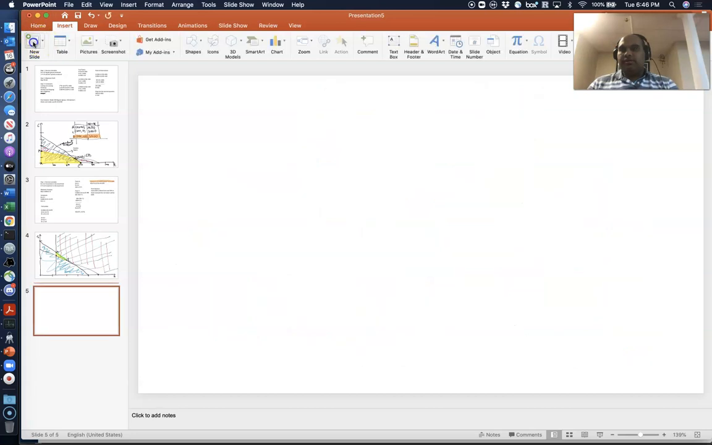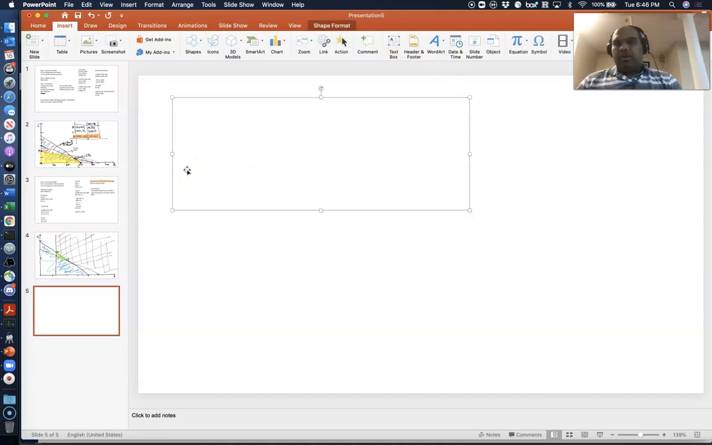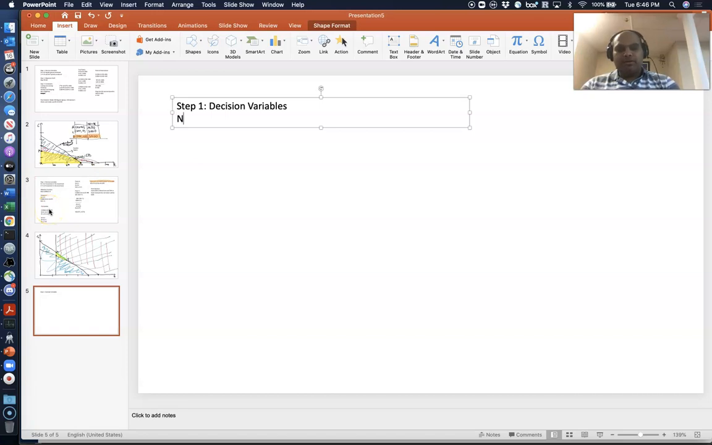So I'm going to insert a new slide. Text boxes. Let's begin. Okay, so step one is decision variables, always. There are two types, N and R. Those are going to be my decision variables. N is the amount allocated to newspaper advertising, and R is the amount allocated to radio advertising.